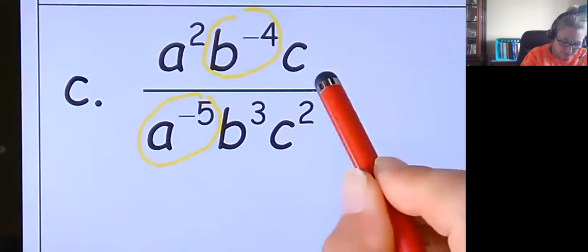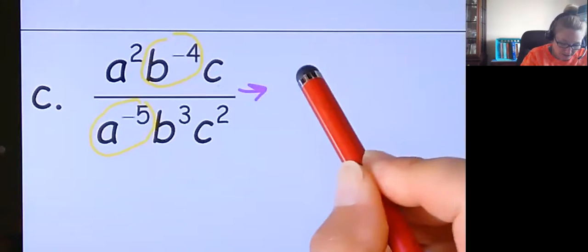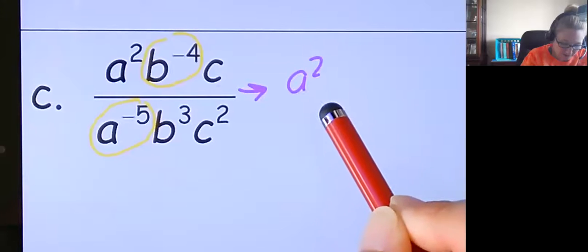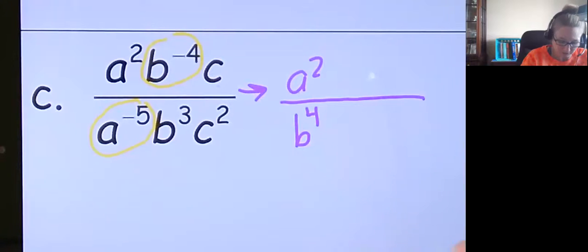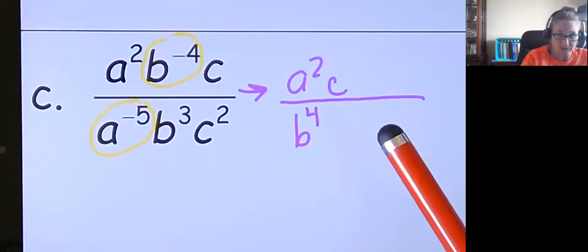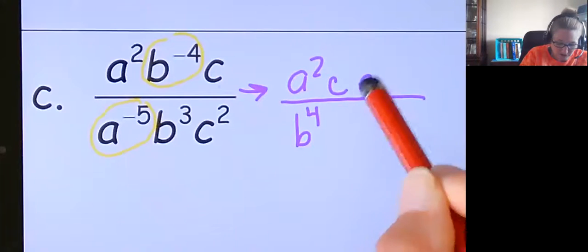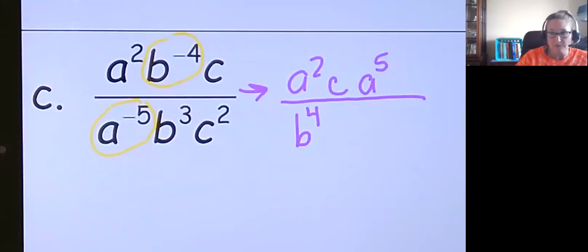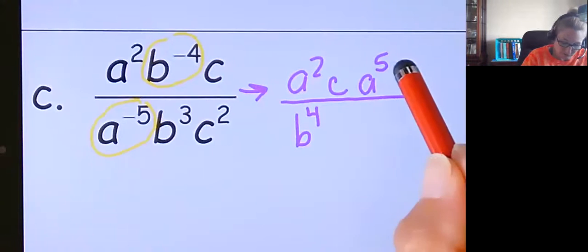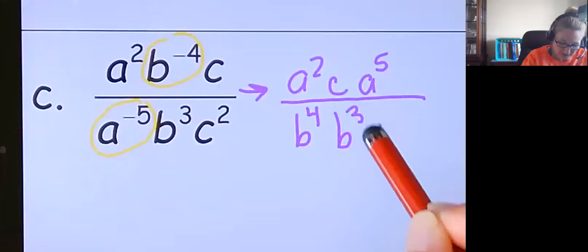Okay, so first I'm just going to rewrite it, keeping things where I want them to be. So I have a to the second, I'm fine with that. My b to the negative fourth, I'm going to move it to the bottom, so it's going to be b to the fourth. My c, it's going to stay because it doesn't have a negative exponent. Now moving to the bottom, my a to the negative fifth, I'm going to move that to the top, and that's going to be a to the fifth. My b to the third is going to be on bottom. And my c to the second is going to stay on bottom.